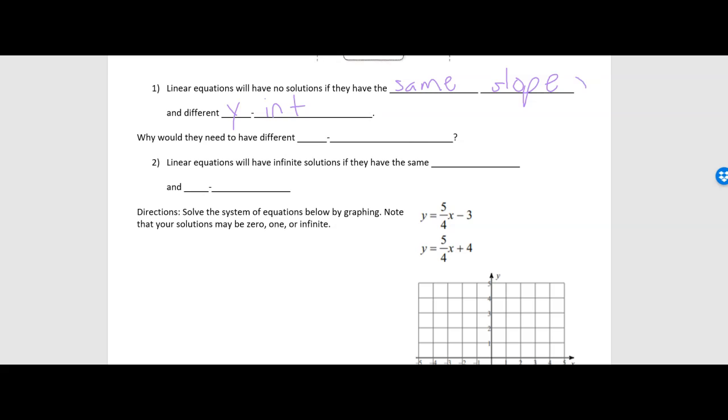Again, that makes the lines parallel. Question is, why would they need to have different y-intercepts? Well, otherwise they'd be the same line, right? And then they would no longer be parallel, they would be the same line. They would actually have infinitely many solutions, which comes to number 2.